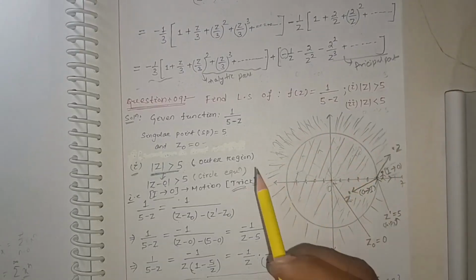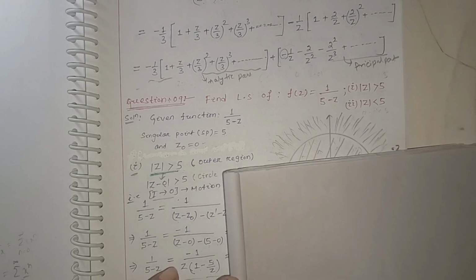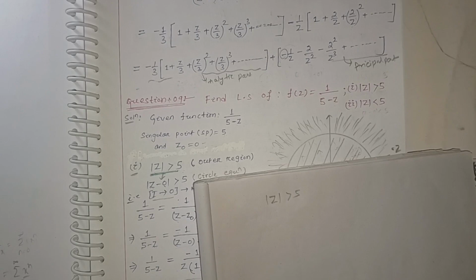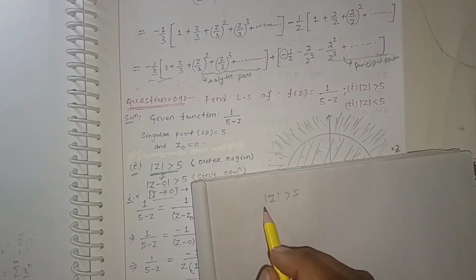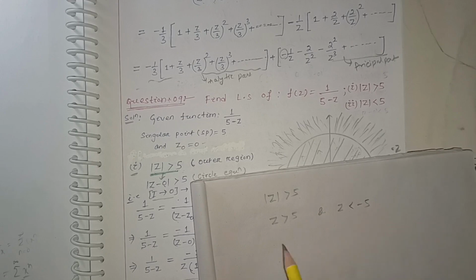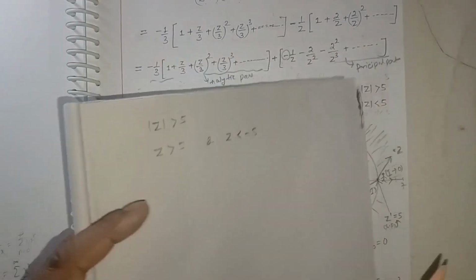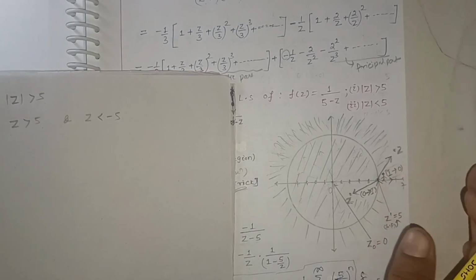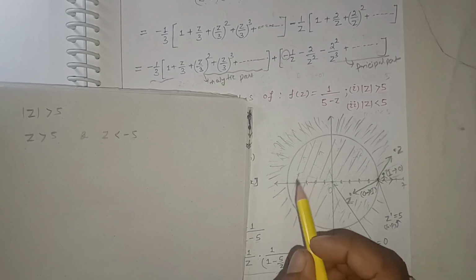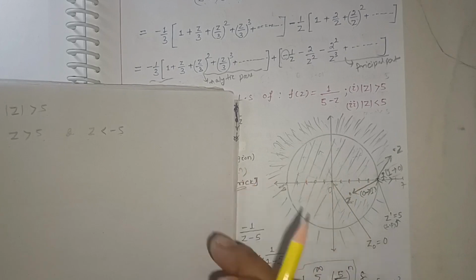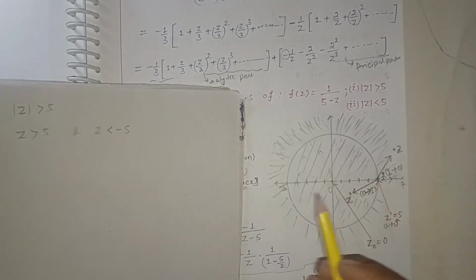This region can also be found by considering the mod function. Here it has been given that |z| greater than 5. So by considering the mod function, |z| greater than 5 means z greater than 5 and z less than minus 5. Here you can see z greater than 5 means from this point onwards, this side. Z less than minus 5 means from this point, which is minus 5, this side. So this will be the range: above plus 5, below minus 5.